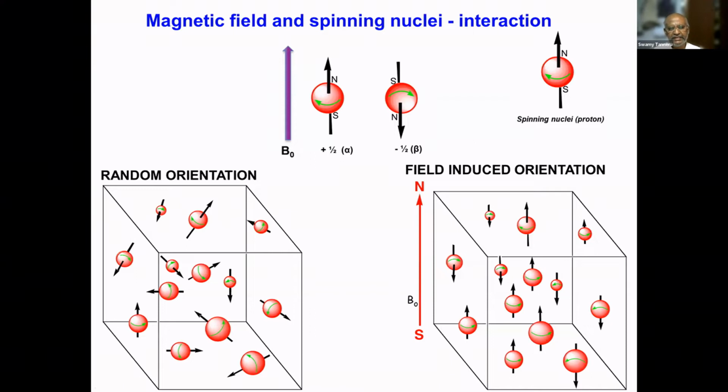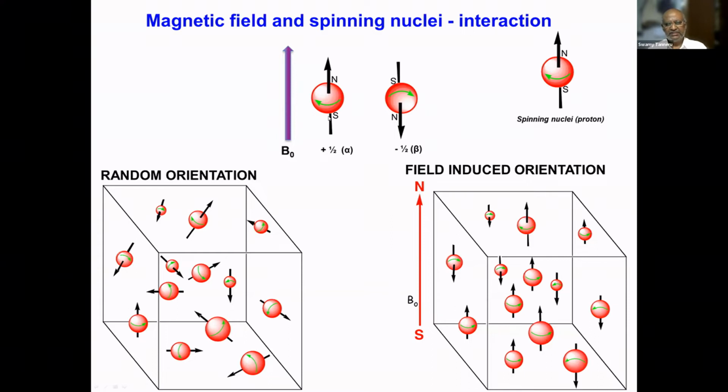In the absence of a magnetic field, the nuclei will have random orientation. But if you put them under a magnetic field, which is known as the external magnetic field, represented as B0, which has north and south poles, now the same cubic compartment, the sample, will have two kinds of orientations. This is known as field-induced orientation, because of the field, the orientation comes into the picture. This is also represented above here, B0, the applied magnetic field.